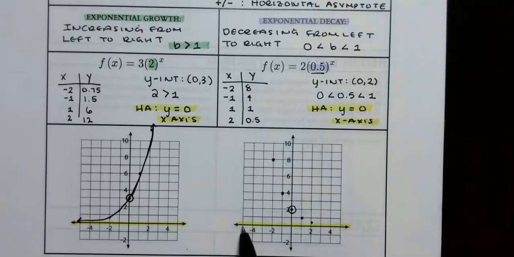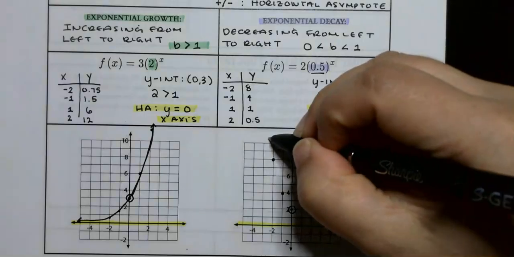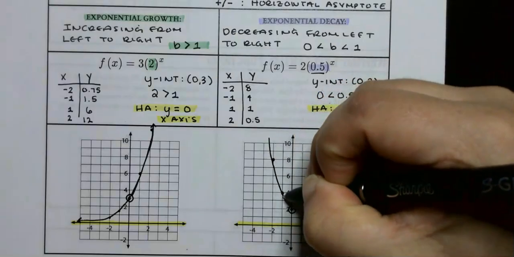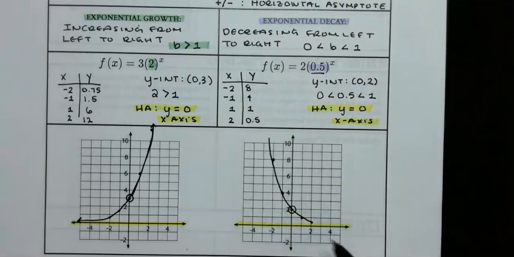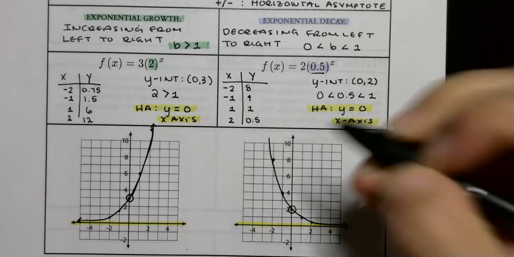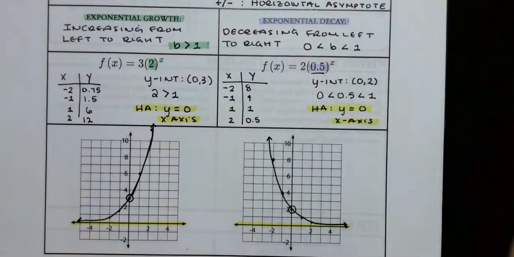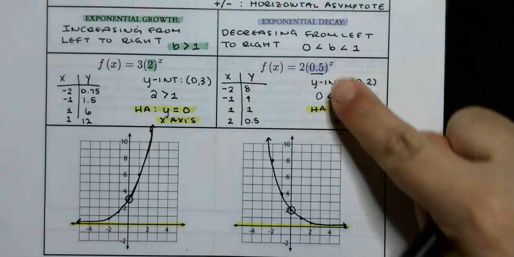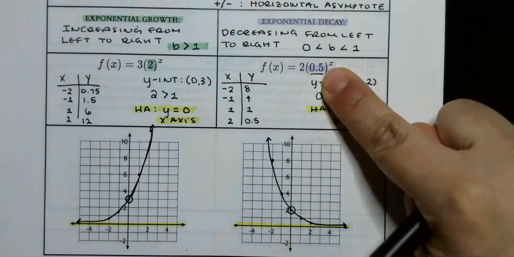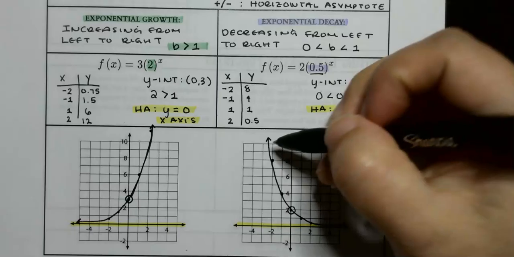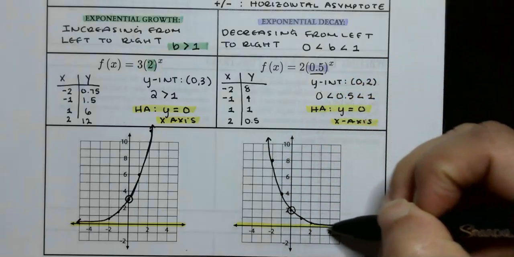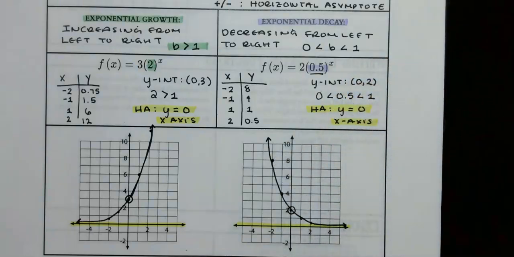Now keep in mind that this is our horizontal asymptote, so we're not allowed to cross or touch that line. So I'm going to go ahead and connect my dots like this, and then remember that this is just going to glide next to the x-axis. And we can clearly see that because this one had a b value that was between 0 and 1, our graph is decreasing from left to right. So remember, you're reading your graph like you read a book.